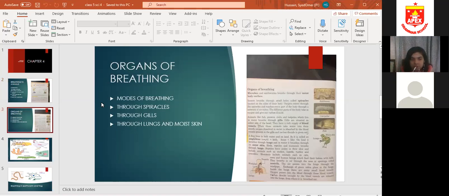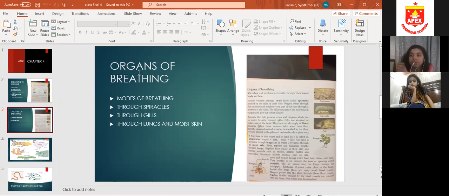This was your introduction. Now we have to study the different organs of breathing. What does organs of breathing mean? Organs are parts of our body, and they have different functions. Our body parts which have some function are called organs. Organs of breathing means the parts of our body which are involved in breathing.